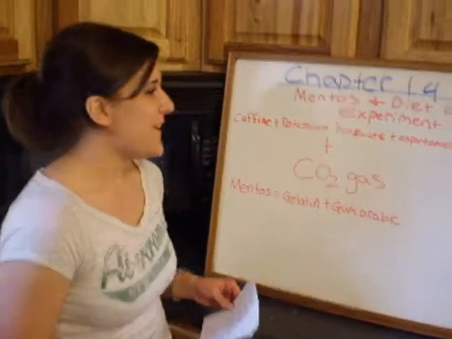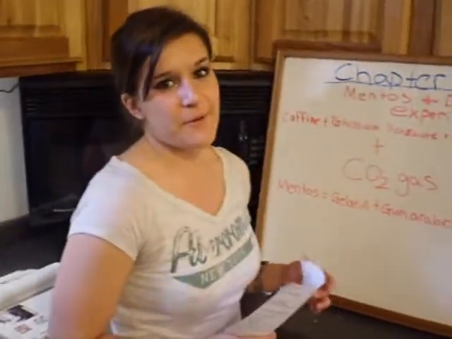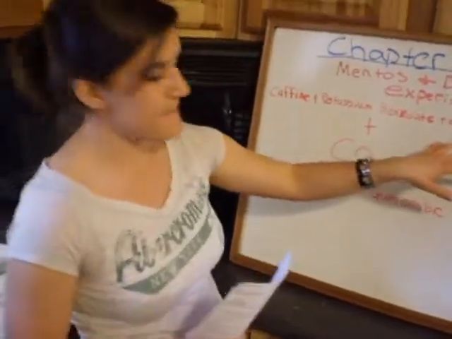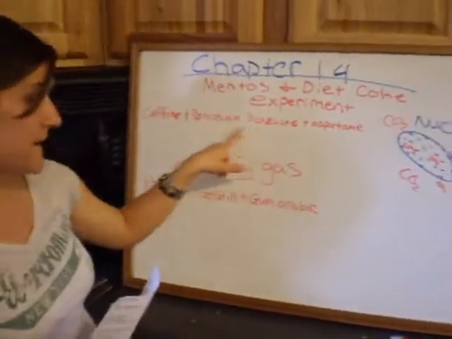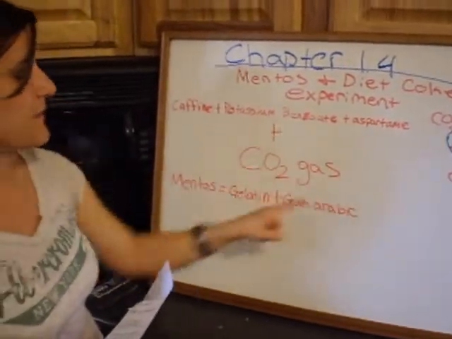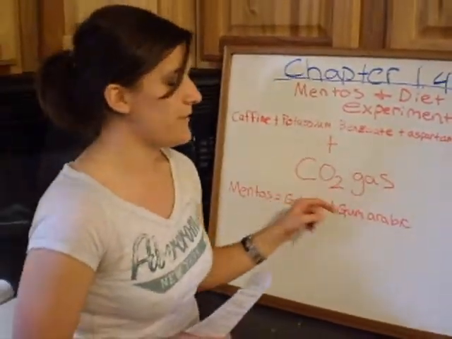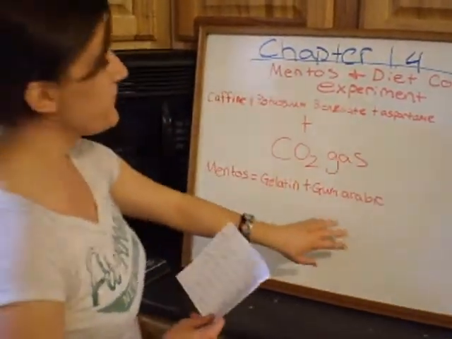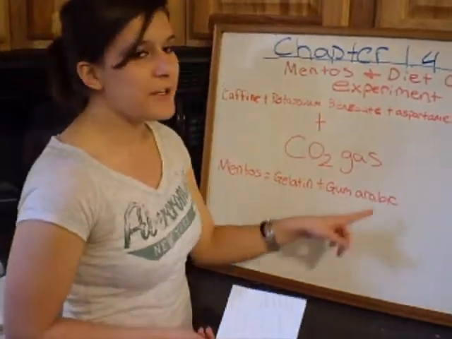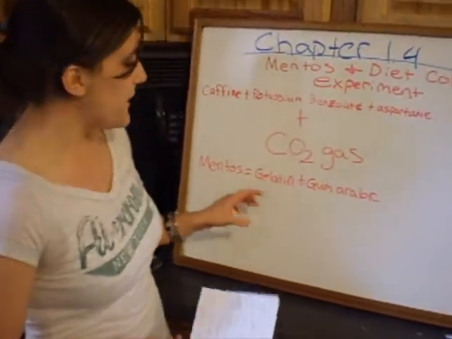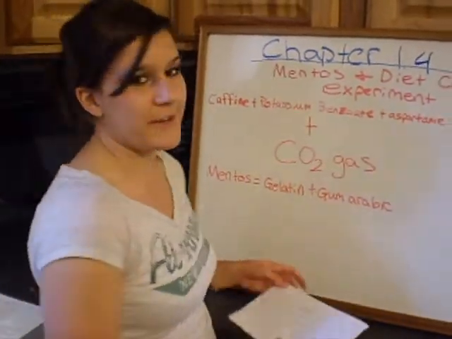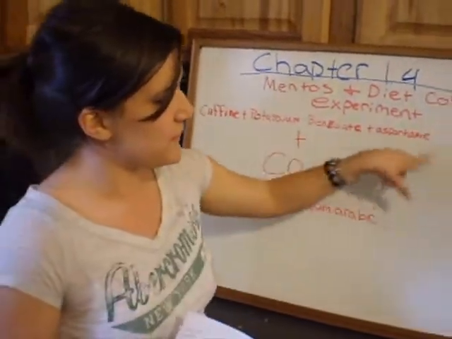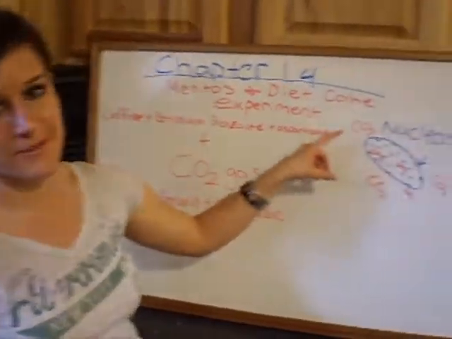Here you go. Alright, so you may be wondering what happened in our experiment with the Mentos and Diet Coke. These are just a few ingredients in Diet Coke: caffeine, potassium benzoate, aspartame, and CO2 gas, which is the most important part of our experiment. And then the Mentos has gelatin and gum arabic. This is the candy coating on the outside of the Mentos, and it breaks the surface tension between the water and the carbon dioxide inside the soda, which makes it easier for the CO2 to attach to the Mentos.